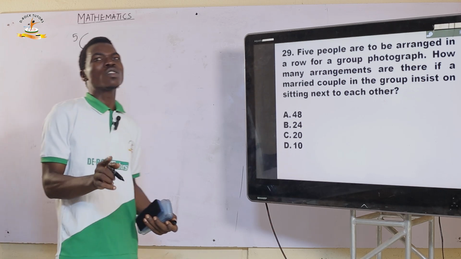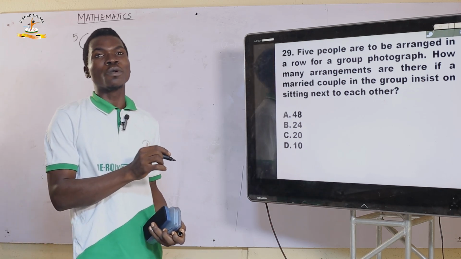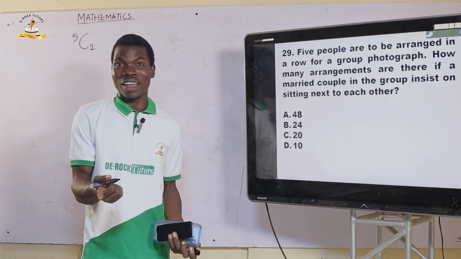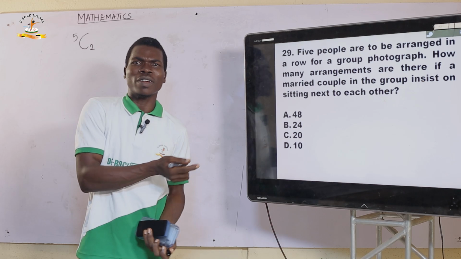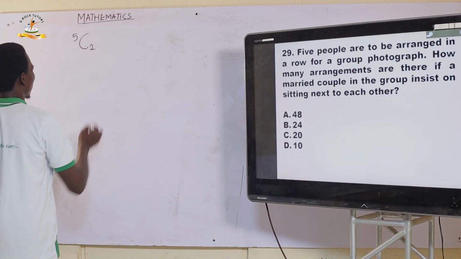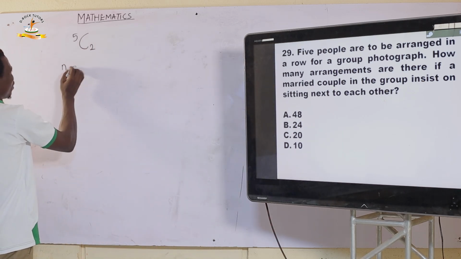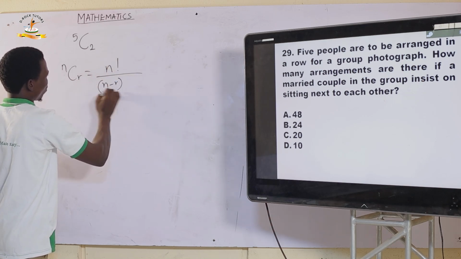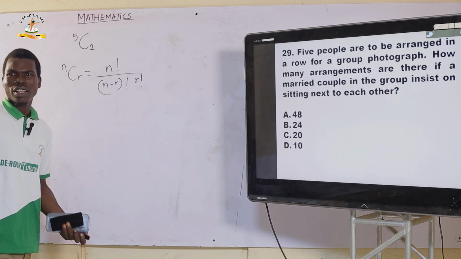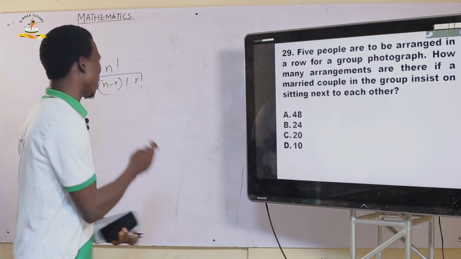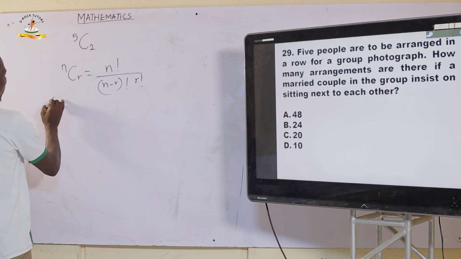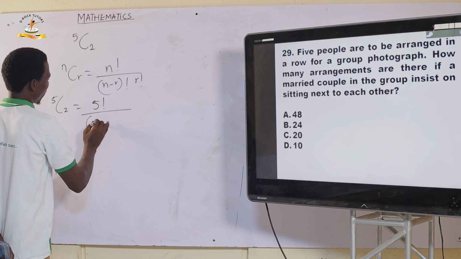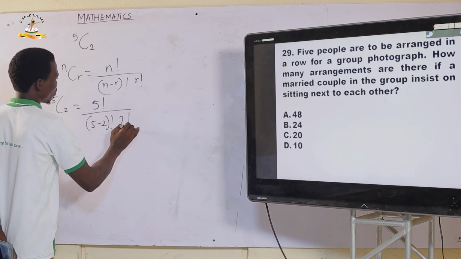If there was no case of a couple sitting next to each other, that would be 5 combination 0, which is the same thing as permutation of 5. So this time around it is going to be 5 combination 2. And don't forget that n combination r is given as n factorial over n minus r factorial, then r factorial. So we have to slot that in and see what happens. So 5 combination 2 is going to be 5 factorial over 5 minus 2 factorial, 2 factorial.